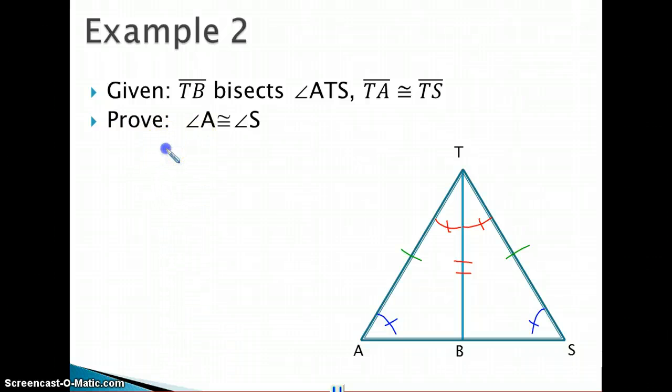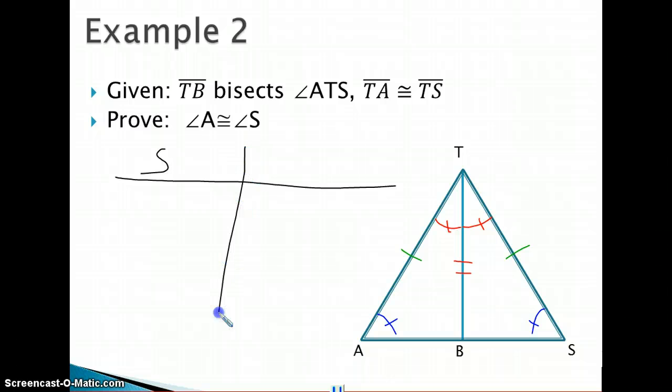Alright, so given information, we're not going to write that down. You guys know how to do that. So we set up our statements and our reasons. So we know that TA and TS are congruent. That was given to us. Now the red steps are the ones we went a little bit past that. So in step 2, I'm going to say that angle ATB is congruent to angle STB.